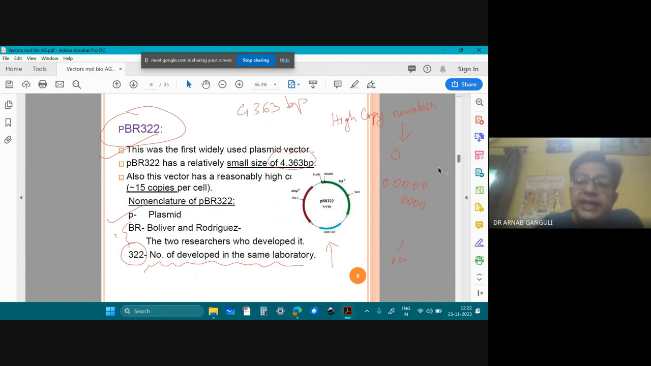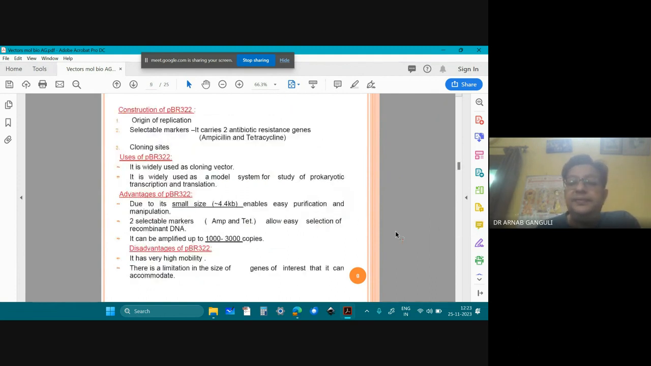You can see it has an ampicillin resistance and a tetracycline resistance, and it has an origin of replication here. And this is the multiple cloning site between EcoR1 and HindIII. So to construct it, it has an origin of replication, selectable markers, ampicillin and tetracycline, and multiple cloning sites.